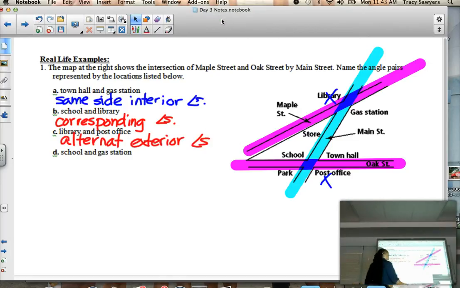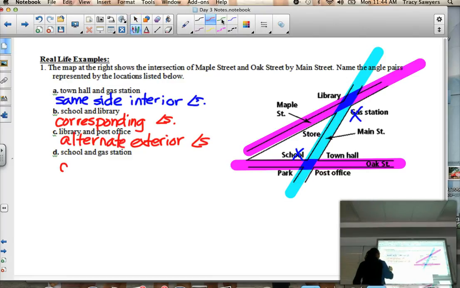And the school, the school and the gas station. Alternate interior, thank you. Make sure you put an E on alternate.